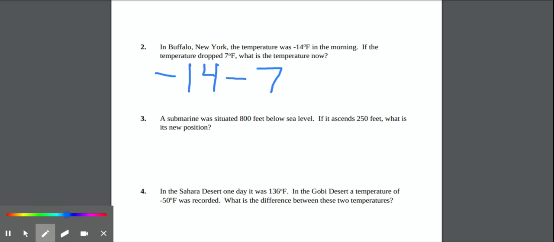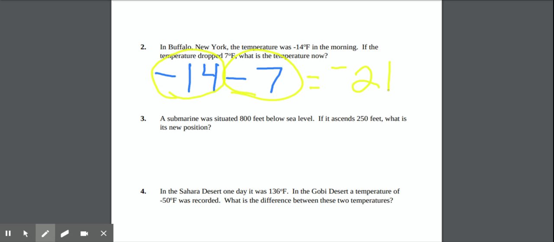So what do we have here? We have a negative 14 to begin with, dropped another 7. So we have a negative 14 and a negative 7. That is our two integers. Remember, same signs add and keep, different signs subtract. These are same signs, add and keep. Keep what? We're keeping the negative sign. Negative 14 and negative 7. Add and keep is going to give us negative 21.